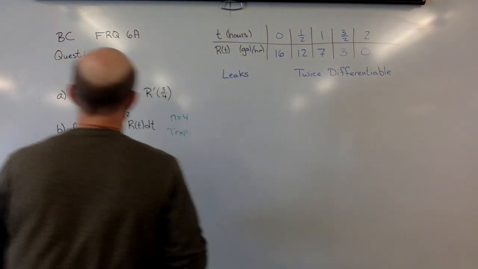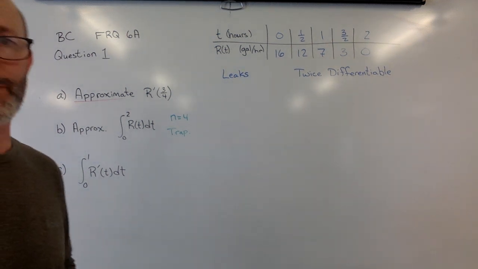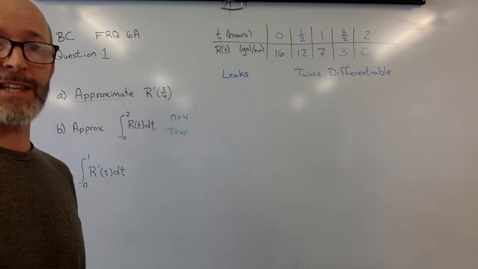So, part A, big thing to notice, they're saying approximate the derivative. That means approximate the slope. It's supposed to be an instantaneous rate of change, but if you're approximating it, we do that by taking the best slope we can.